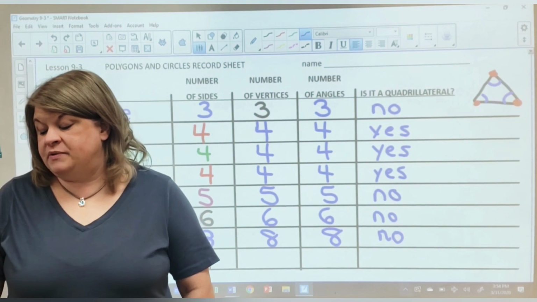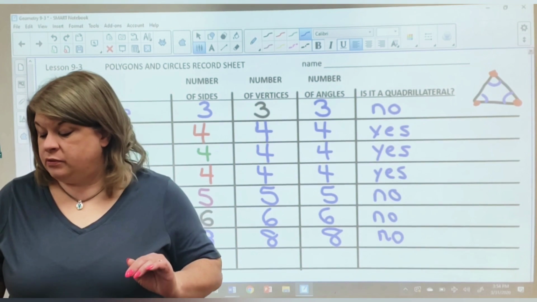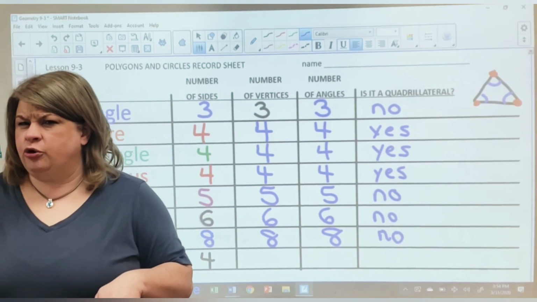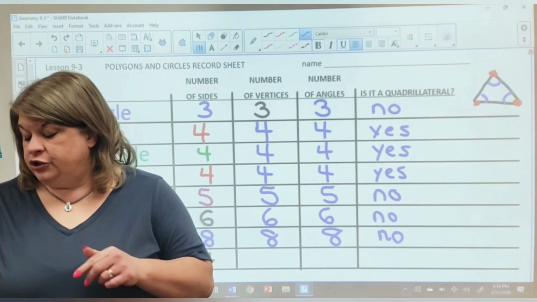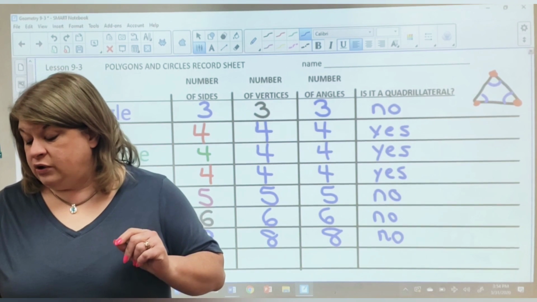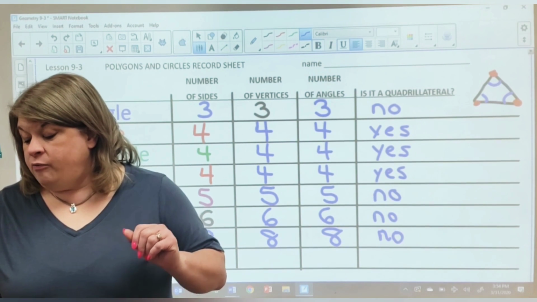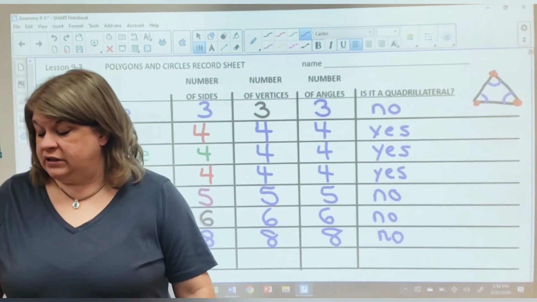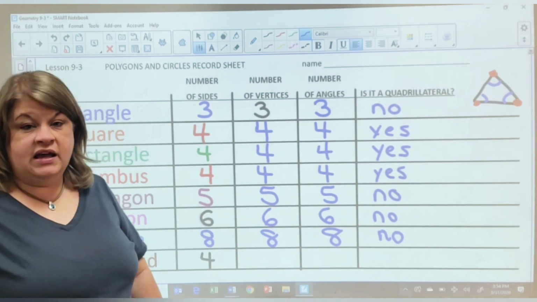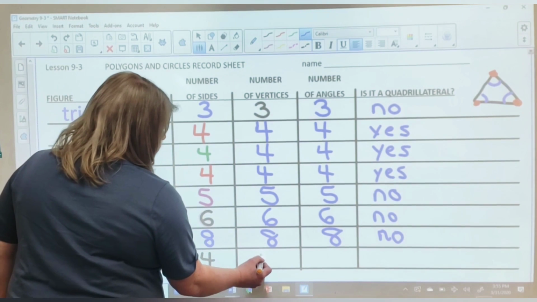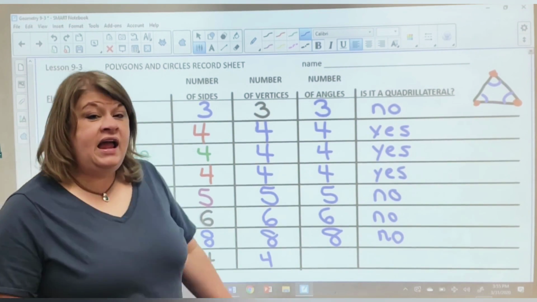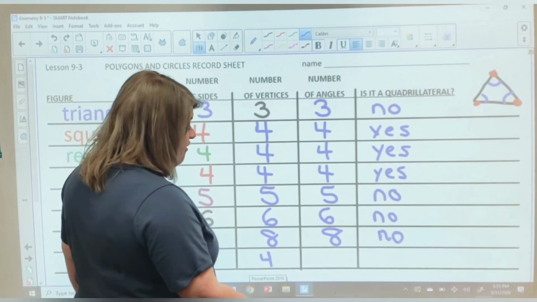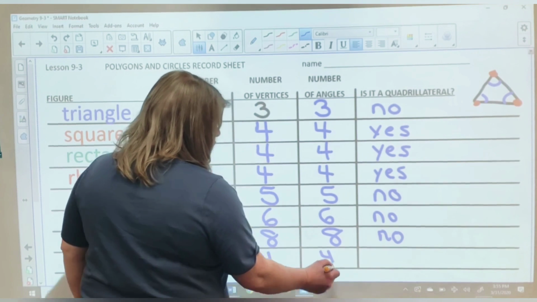Let's look. The trapezoid is the one that looks like a trap. It has 4 sides. And I want you to look in your book on page 308. Look at the bright orangey yellow figure. How many vertices do you see? Count them, please. Yeah, I see 4 as well. How many angles do you see in there? Did you get 4? Good.